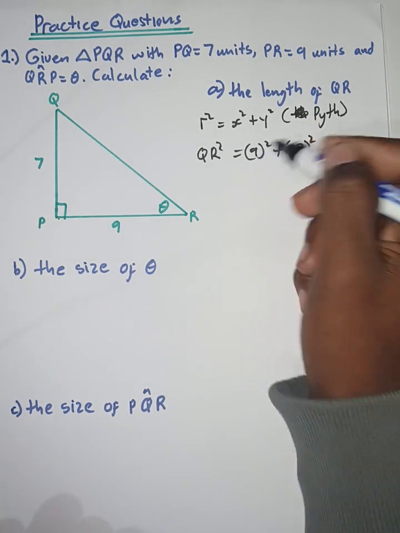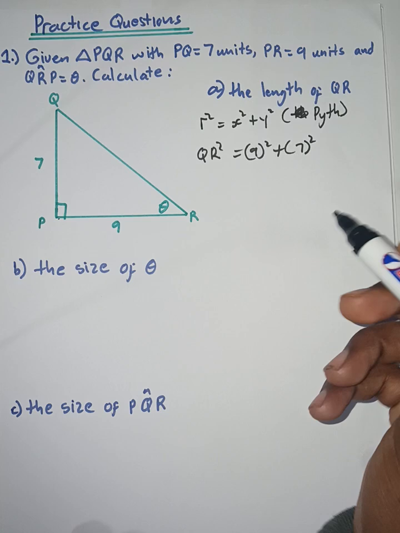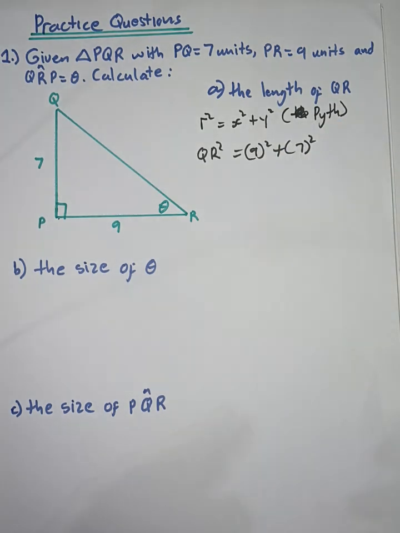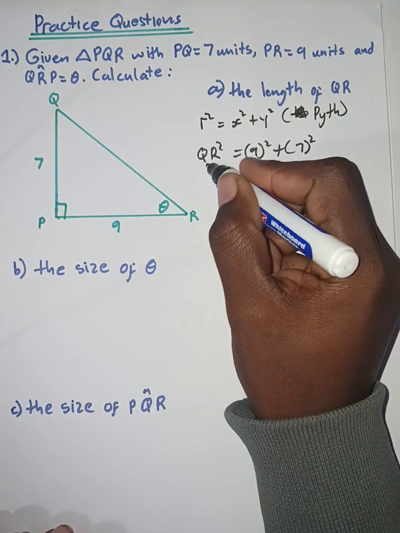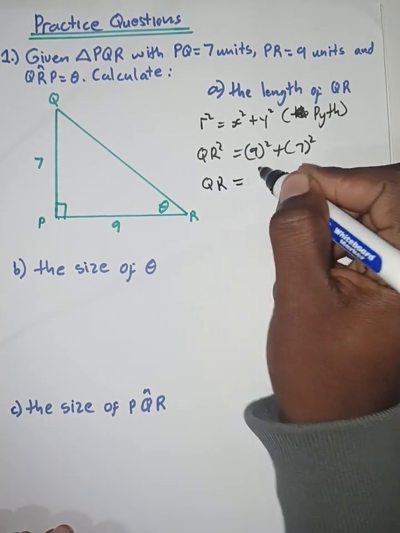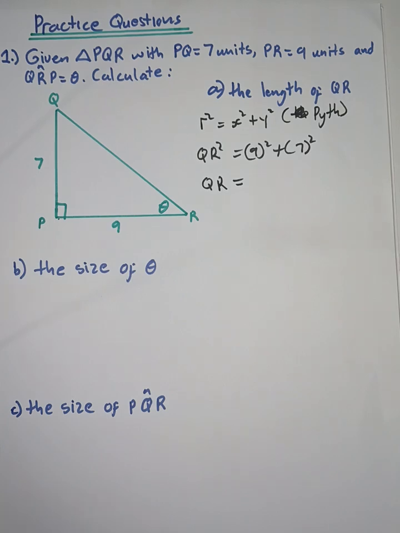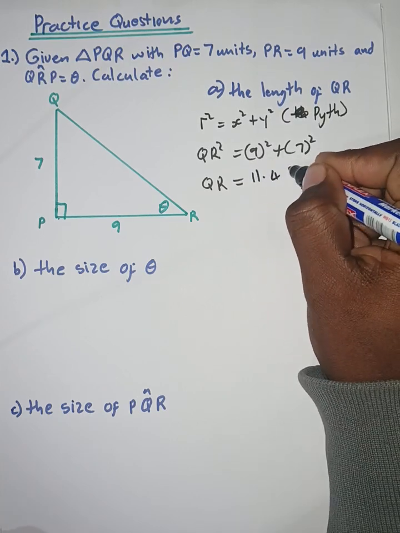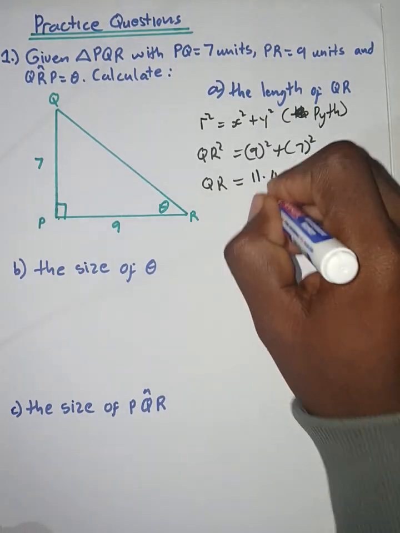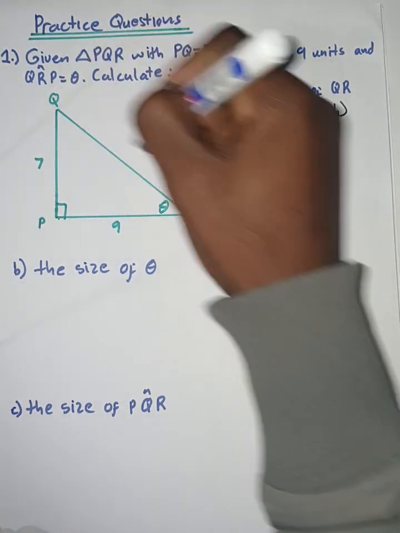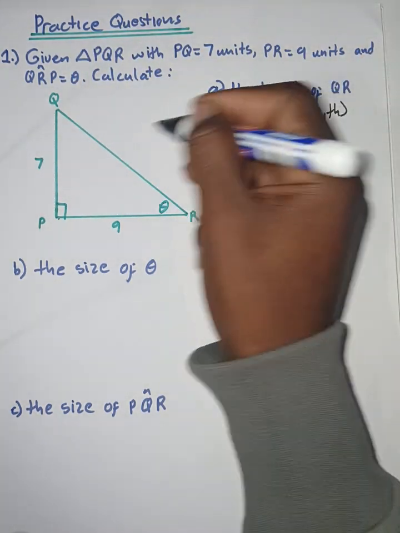9 squared would be 81 and 7 squared would be 49. So you add those two, and then you take the square root of that value. When you do that, you're going to get 11 point, so that's 11.4 when you round it off. Of course that would be units. So that would be that length there, which is the hypotenuse.